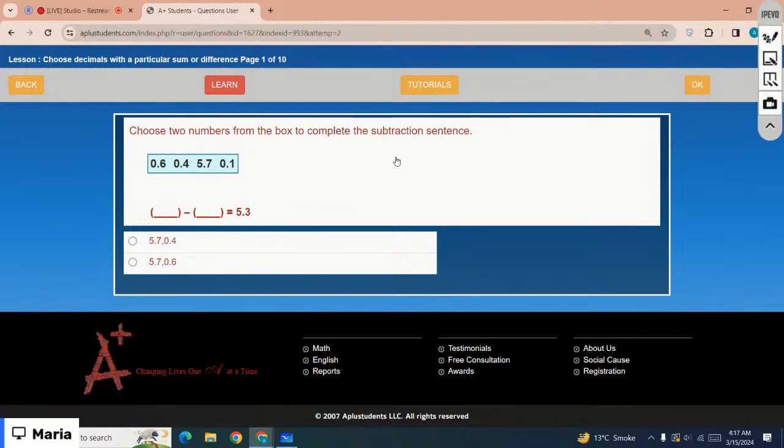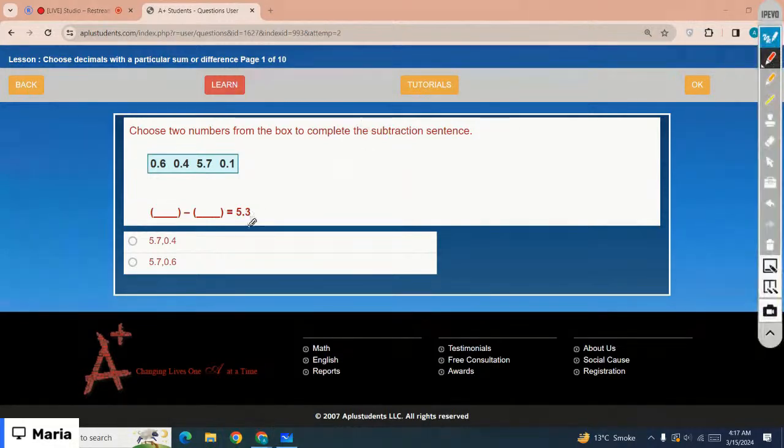Choose two numbers from the box to complete the subtraction sentence. You have to find two numbers whose difference is 5.3, right? You are given two options, so start with the options. The first one is 5.7 and 0.4. So just subtract 5.7 minus 0.4.